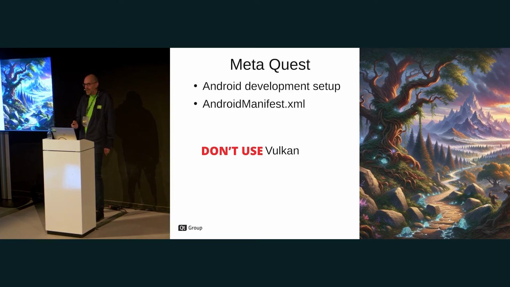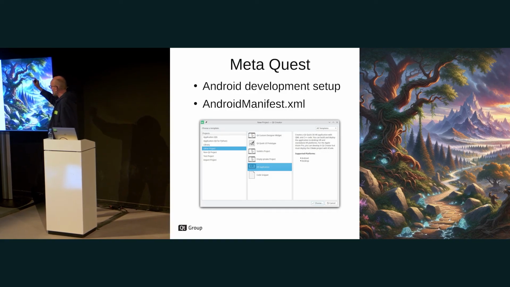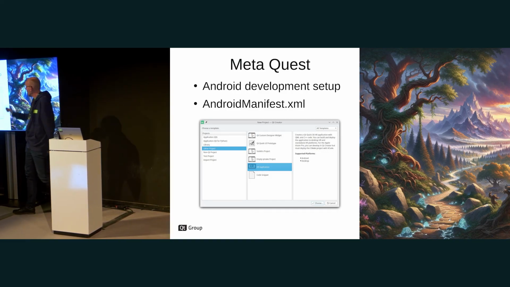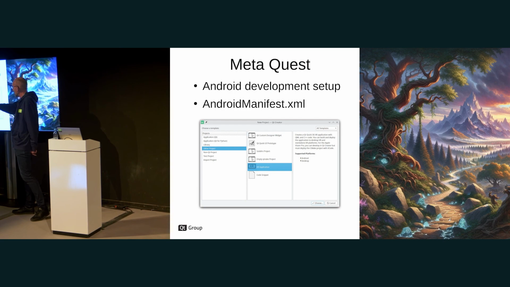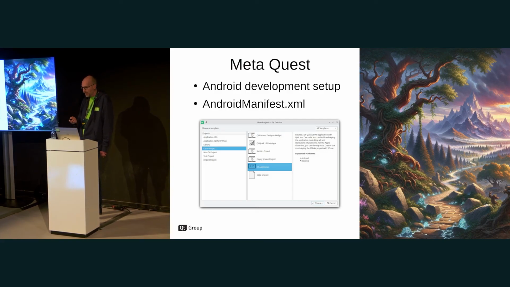Fortunately, if you use Qt Creator 16, there is a ready-made project template. Go to New Project, Other Project, XR, and it will set up everything for you, including a setup for the Apple Vision Pro.